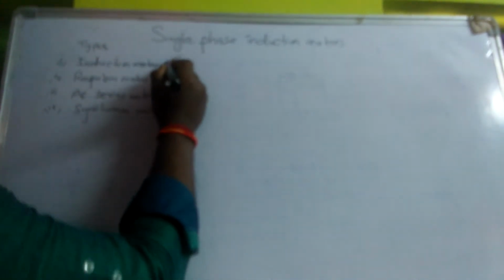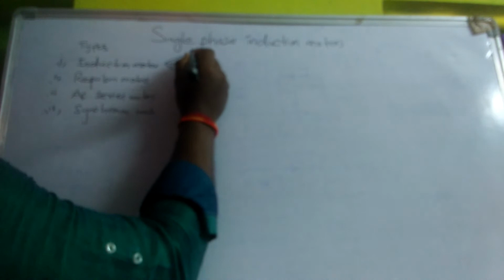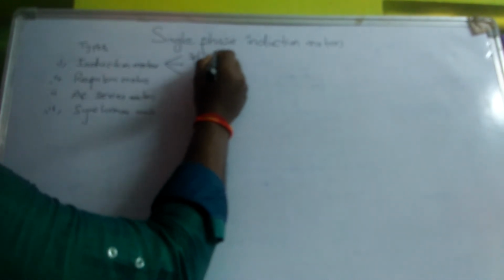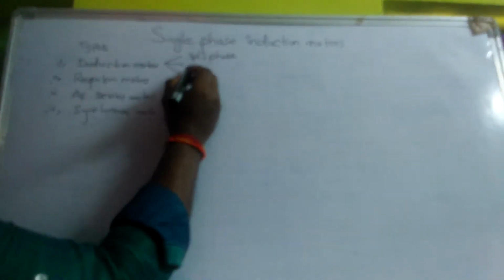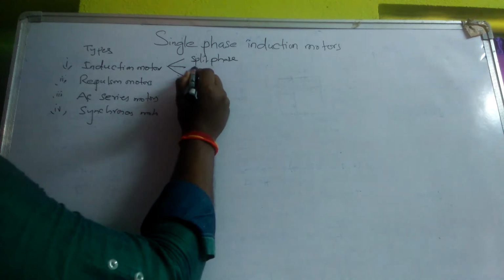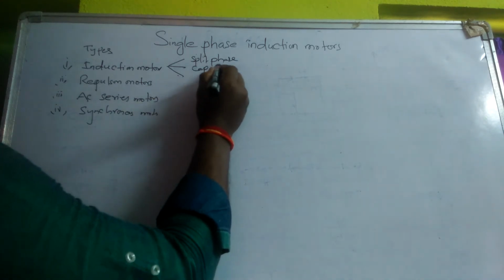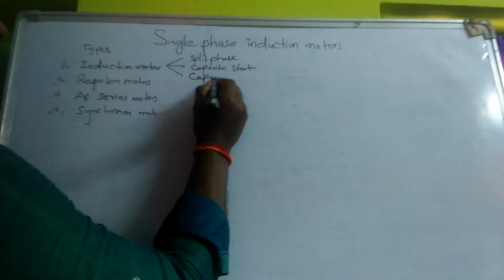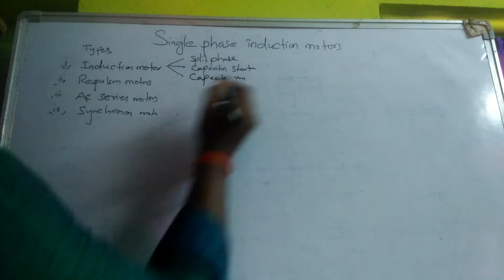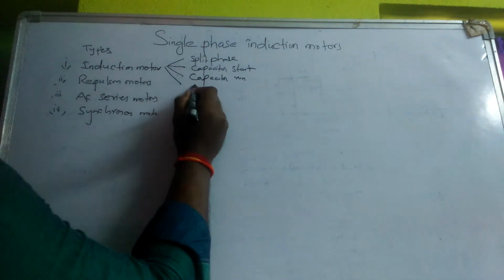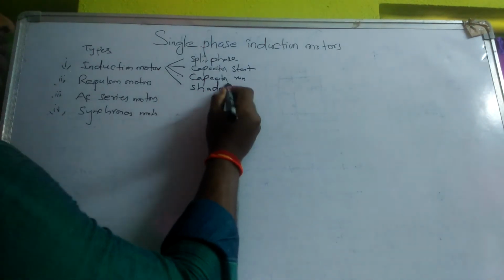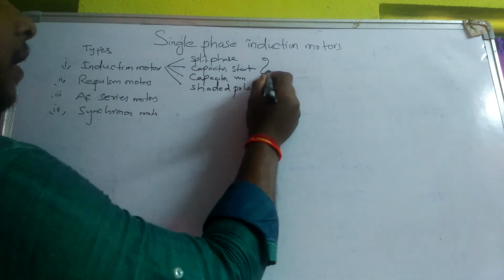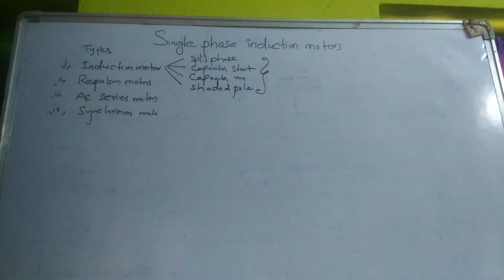These induction motors are broadly classified into split phase, and in split phase again, capacitor start induction motors, capacitor run induction motors, and shaded pole induction motors. These four motors are in our syllabus.